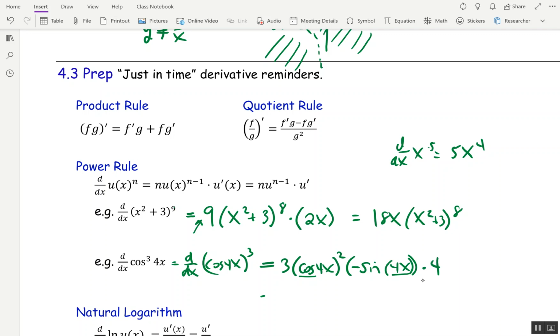And so all together, the parentheses are really awkward here, and we can get rid of them by taking that negative and moving it out front. Negative 12 cosine squared. I'm going to put my exponent back over the cos. 4x sine 4x. No parentheses needed.